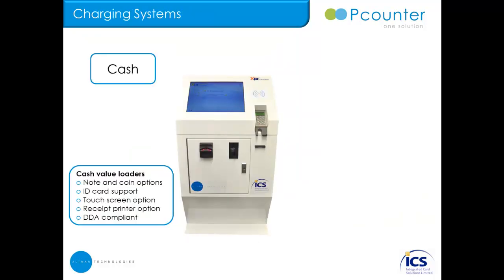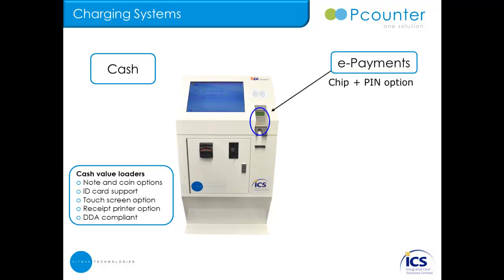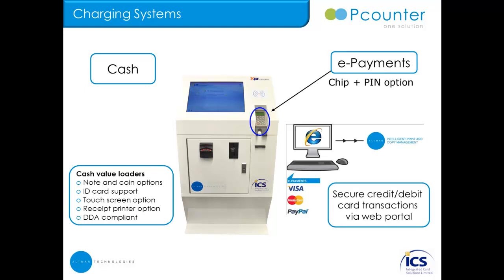In charging environments, we recommend Pcounter touchscreen kiosks to accept coin and note cash payments. Users authenticate with username and password or ID number on a touchscreen keyboard and then deposit money into their Pcounter account in real time. We can also integrate the kiosks with ID cards for user authentication if required. Electronic payment methods are also supported. The kiosk offers a chip and pin reader option, and we also offer a hosted e-payment service to take credit and debit card payments for print and copy over the web.